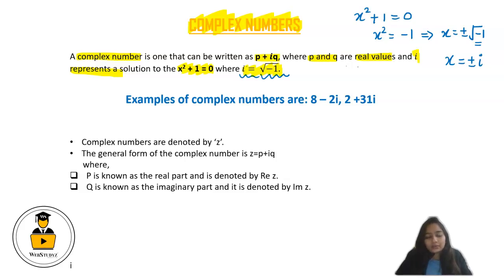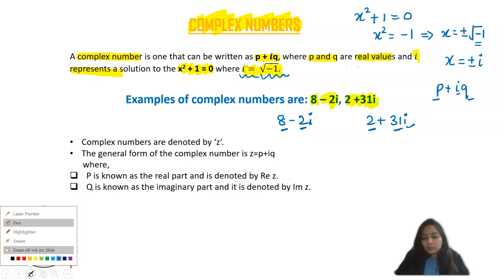So how can we write a complex number? We will write a complex number as p plus iota q, where p and q belong to the real values and iota makes it an imaginary value. So this represents a complex number. Let's move towards some examples of complex numbers. Complex numbers are 8 minus 2 iota and 2 plus 31 iota. 8 minus 2 iota is a complex number, as 8 and minus 2 are real values and we have iota with this. Similarly, in 2 plus 31 iota, we have 2 and 31 as real values and it has iota with it.